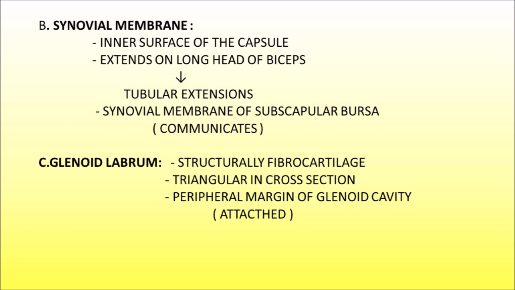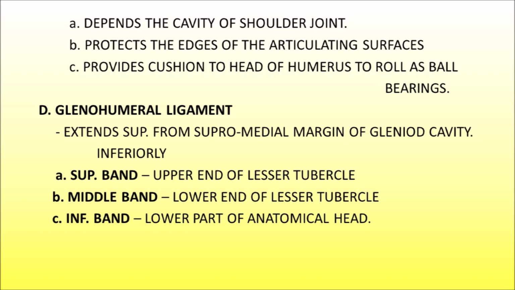The next one is the glenoid labrum. The glenoid labrum is structurally fibrocartilage in nature and triangular in cross section. It is attached to the peripheral margins of the glenoid cavity. The significance of the glenoid labrum is that it deepens the cavity of the shoulder joint, it protects the edges of the articulating surfaces, and it provides a cushion for the head of the humerus to roll like ball bearings.